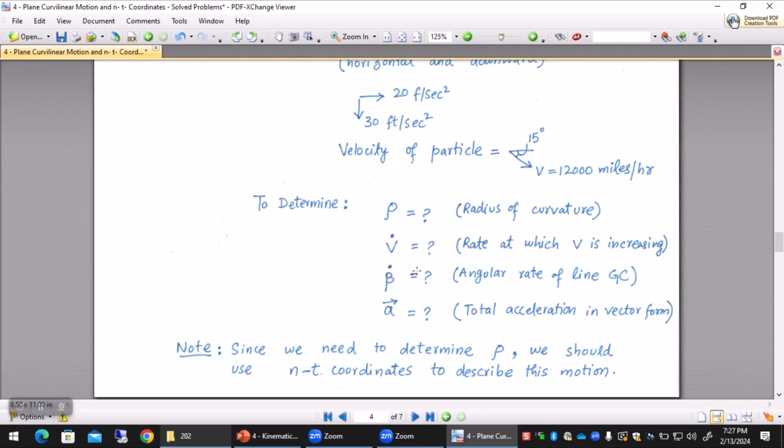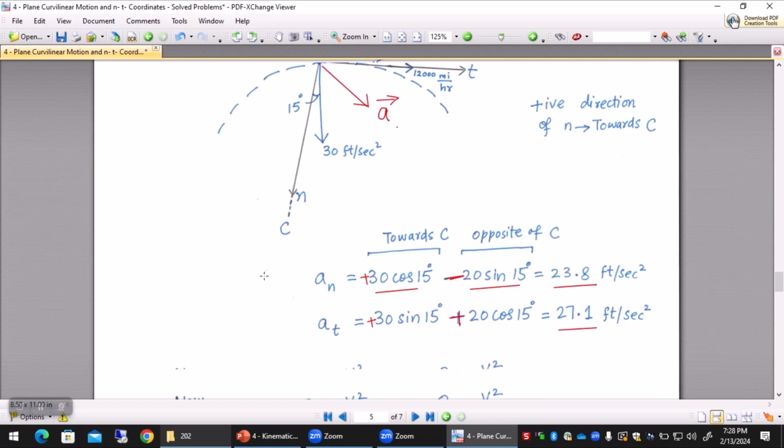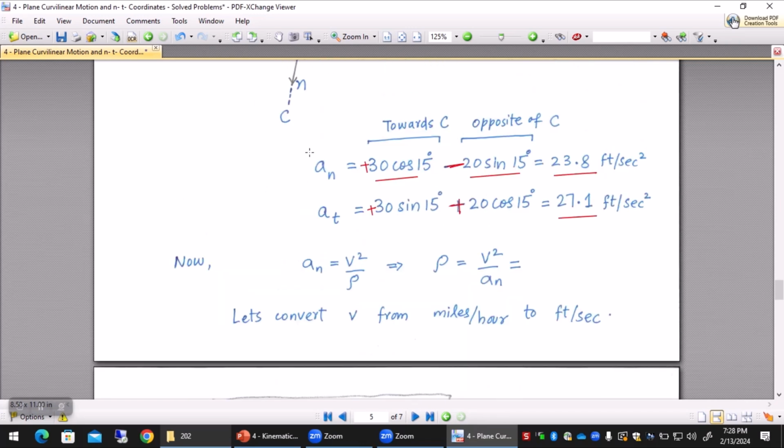So for example, rho needed to be determined. Rho actually appears in this expression. We know that v is given to us, and if we determine a sub n, we can determine rho, right? So we started our solution by calculating a sub n, in other words, resolving whatever acceleration is given to us in terms of its t and n components, and then summing the accelerations in both t and n components. So you may have more than two accelerations, but all need to be resolved along the n and t axes. Once a sub n is determined, we can calculate rho using this expression, right?